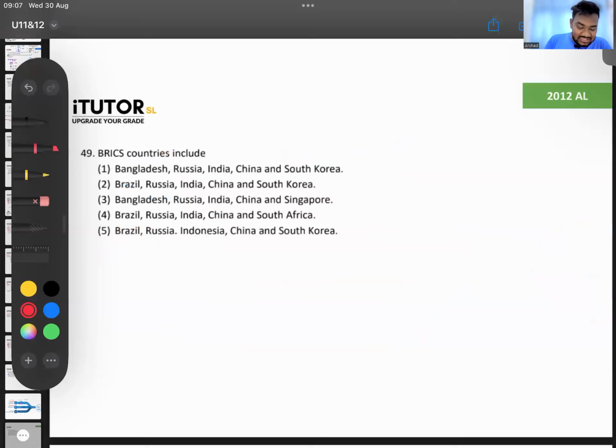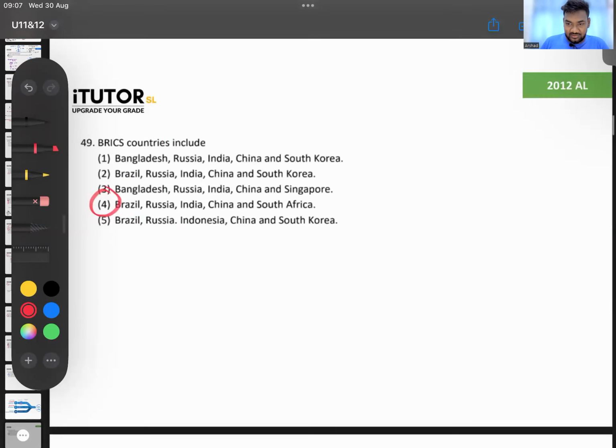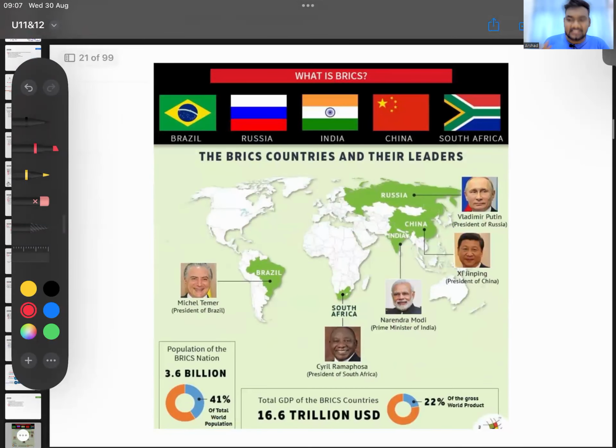The BRICS countries, guys, are Brazil, Russia, India, China, and South Africa. No, Sri Lanka is not joining. These 5 countries are the ones who are already there. So who is newly going to join, guys? There are 6 countries who are newly going to join.